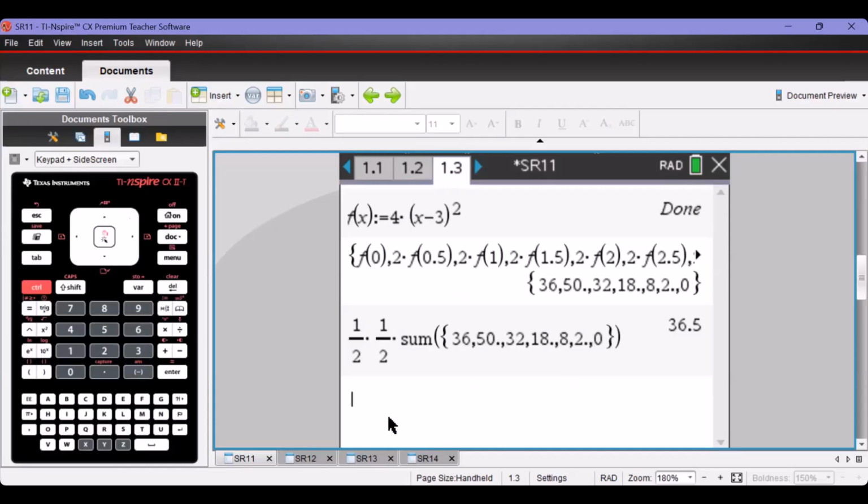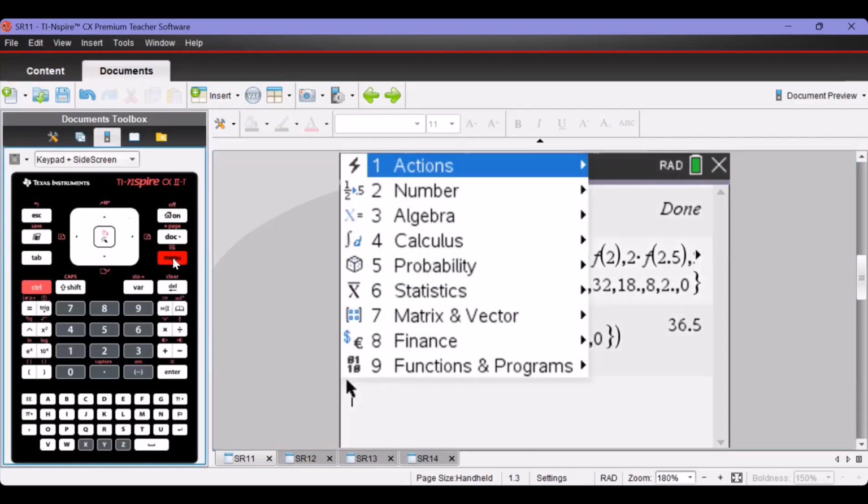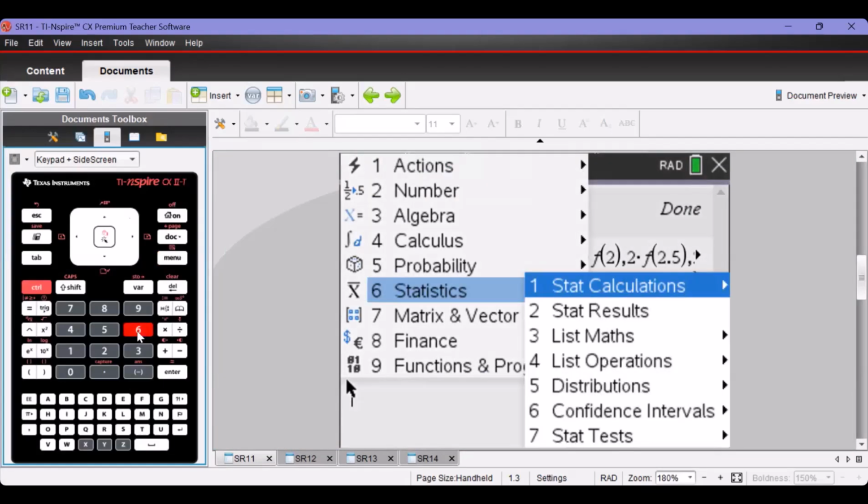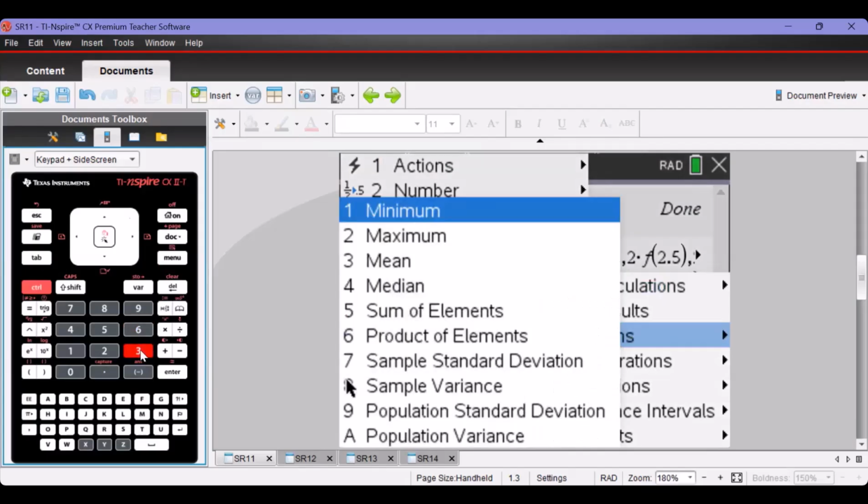Now, to access the sum of elements command, what you would do is you would press menu, then 6 or enter for statistics, then 3 for list maths, and then number 5 is sum of elements. So that's how you access the sum of elements command.